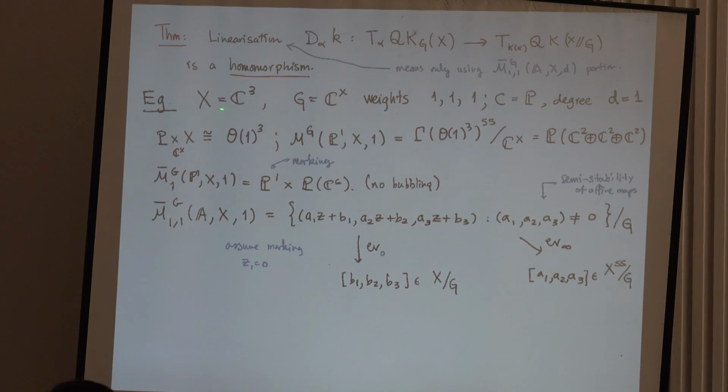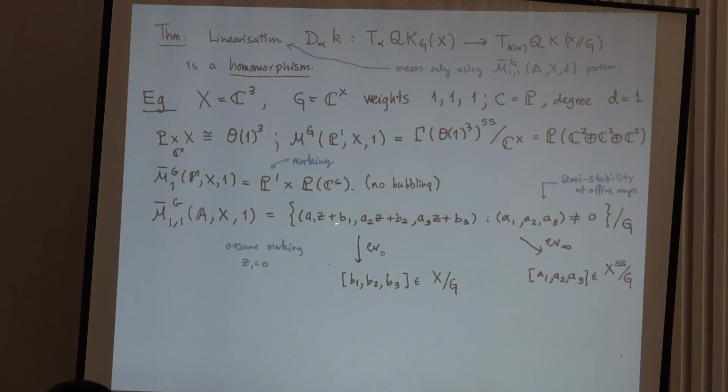So for instance, if you want to compute the relation for the projective space P2, what you do is present P2 as the GIT quotient of C3 by C star with the standard weights 1, 1, 1. And then let's say you want to find the relation for degree equals 1. The way you compute this is by studying the space of affine gauge maps with degree 1. And in this particular case, because my space is affine, it's very easy to compute.